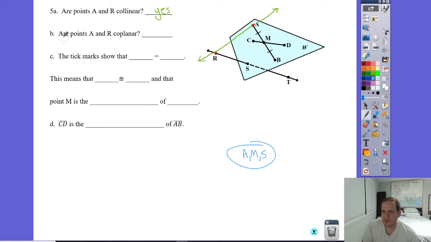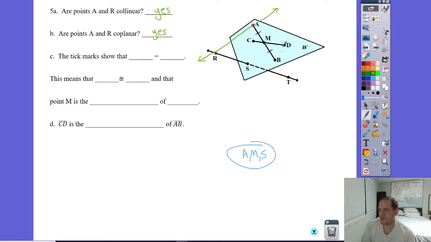Now part B says, are points A and R coplanar? And again, it's another dumb question, because before you could be non-coplanar, you would have to actually give 4 points, because any 3 points will always be coplanar. Always, always, always. So the answer to this, again, is clearly yes.